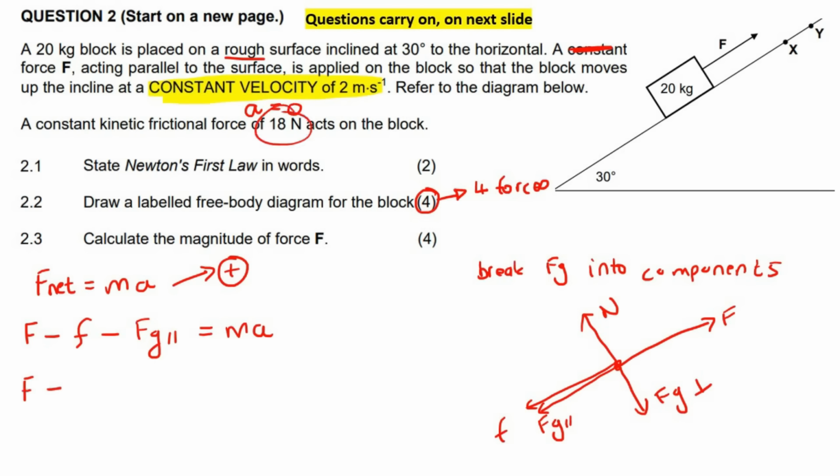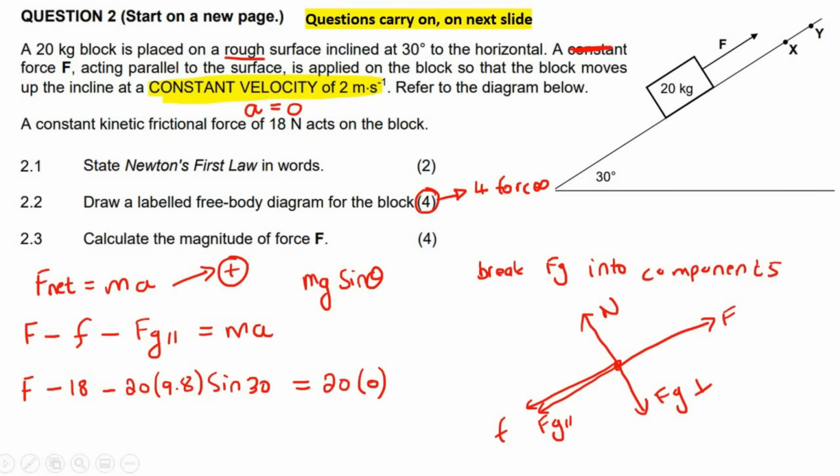The friction force is 18 newtons. FG parallel, some of you forget, but that is mg sin theta, not cos. So that's going to be 20 times 9.8 times the sin of 30. And then that's just going to be equal to the mass, which is 20, multiplied by the acceleration, which is 0. We said earlier that the acceleration is 0 because we are moving at a constant velocity.